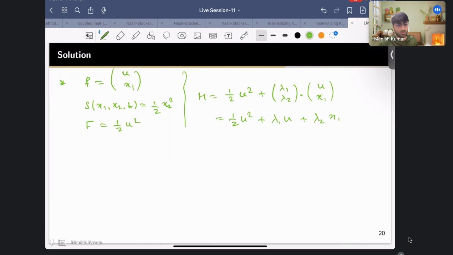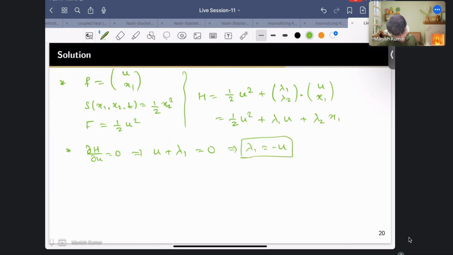Now again I'll have to see all those four conditions. The first one was del H by del u equal to 0. If I differentiate it, I get u plus lambda 1 equals 0. From here I get lambda 1 equals minus u.